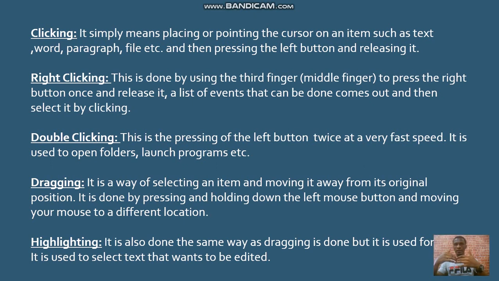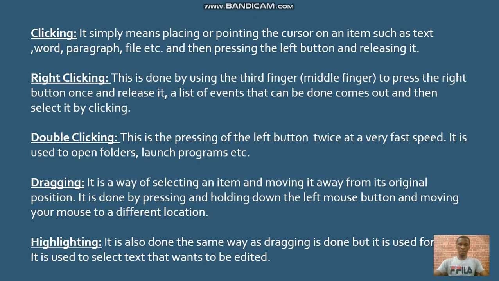So next is right clicking. What is right clicking? This is done by using the third finger, the middle finger, to press the right button once and release it. Then a list of actions that can be done comes out, and then you select one by clicking. Basically, whenever you right click, there will always be options that come up for you to select.